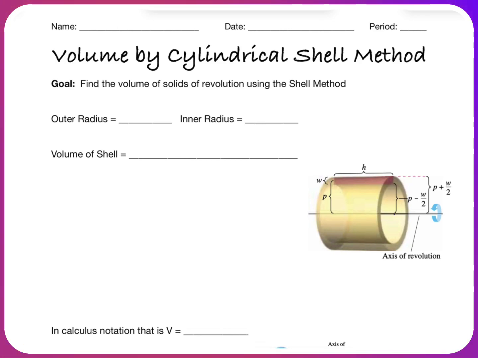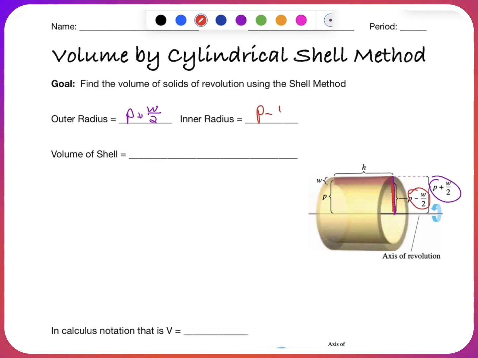You need to find two radii for the shell method. You'll need to find the outer radius and the inner radius. So our outer radius here is from our axis of revolution to the top of the shell, which in this case is P plus W over 2. Then our inner radius is from the axis of revolution to the bottom of our shell, or the bottom of the representative rectangle, if you're not drawing the shell, if you're doing it in 2D. In this case, that's going to be P minus W over 2.